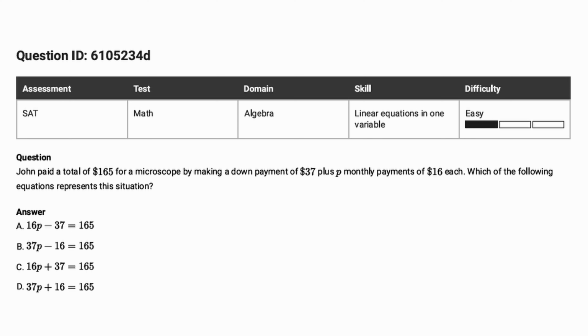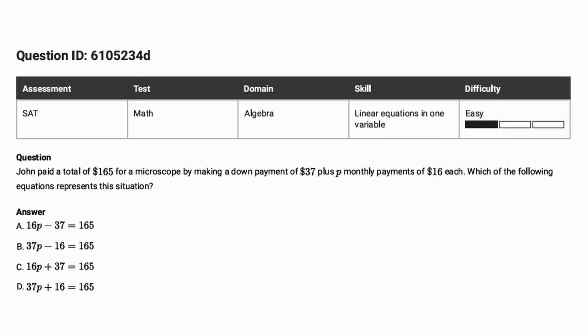John paid a total of $165 for a microscope by making a down payment of $37 plus P monthly payments of $16 each. Which of the following equations represents this situation? Alright, so to start off, we have to see that the total is $165. So that's the total. And then we see there's a down payment of $37, so a one-time payment, and then P monthly payments of $16 each. $16 per month is what we're paying.